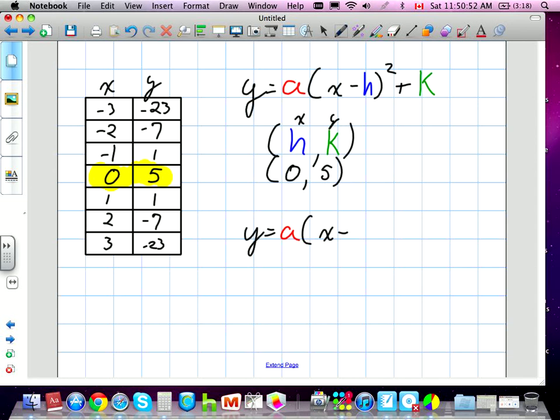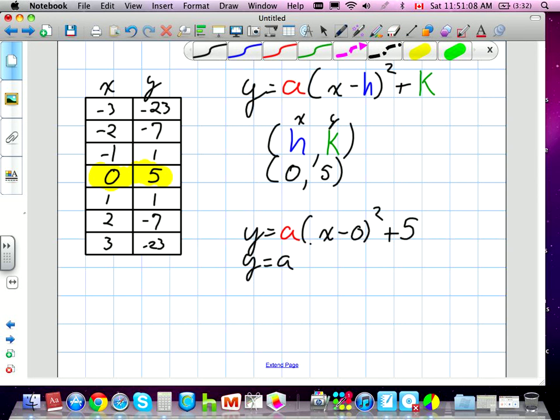Good. Now I can simplify that a little. y is equal to, still don't know what a is, times x minus 0, which is just x, squared, plus 5. So we've eliminated the h. The only thing we have left to solve for is the a. Okay? We need to solve for a.